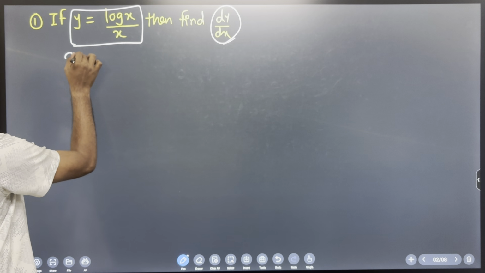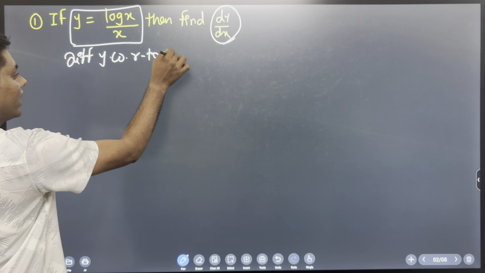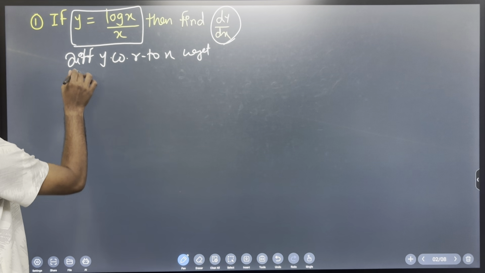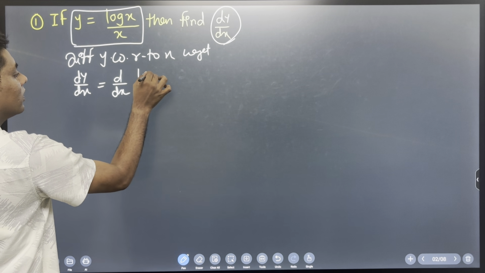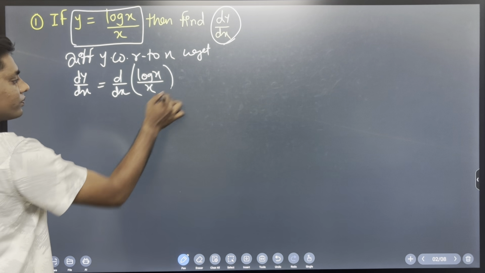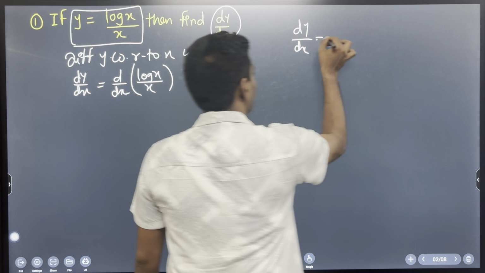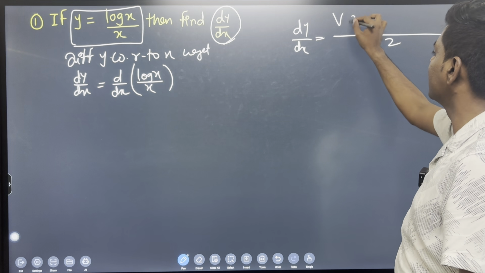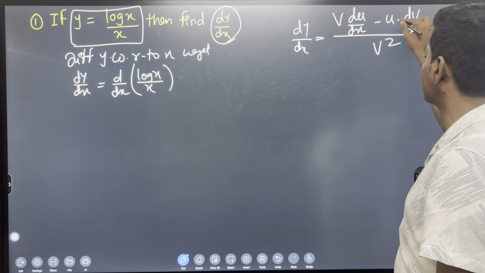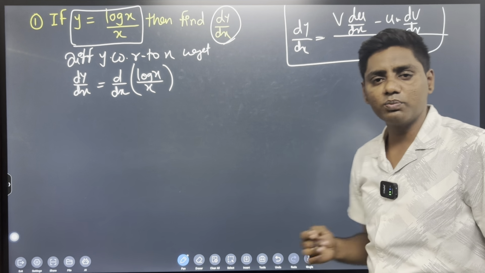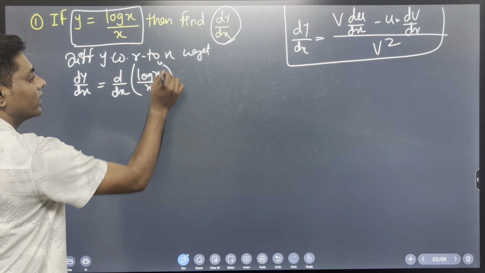So first differentiating y. We differentiate y with respect to x, we get, apply d by dx on both sides, d by dx of y equal to d by dx of log of x divided by x. Formula is very easy. We again repeat, dy by dx equal to, denominator v square, v into du by dx, and then minus u into dv by dx. The formula is very easy by using the division property of derivative. So by using this formula, now this is our u and this is our v.